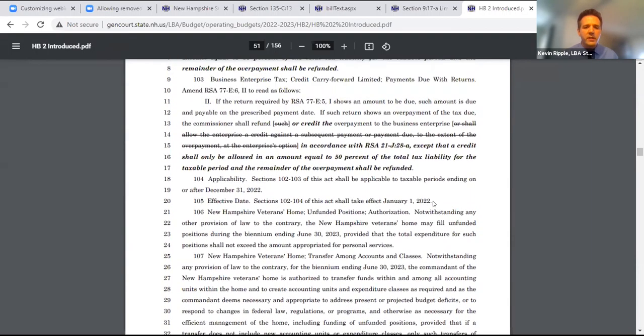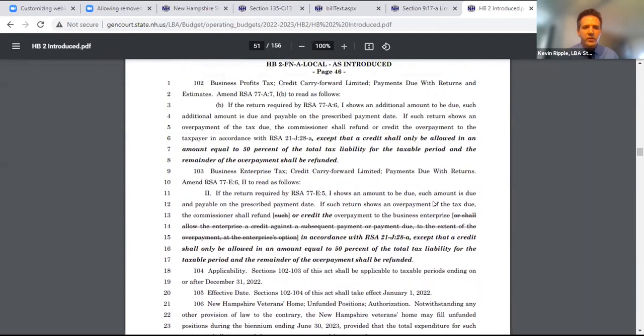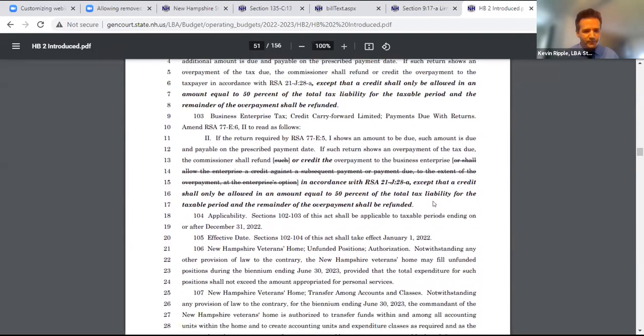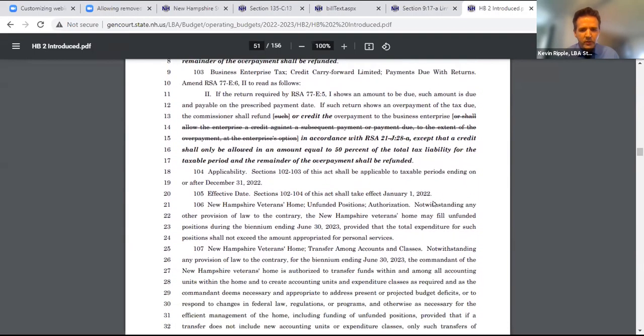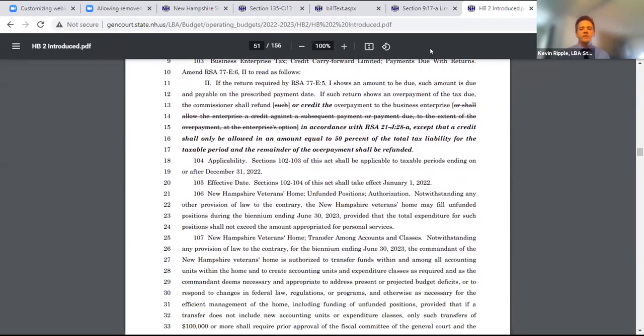Okay, Section 106 here on page 46 relates to the Veterans Home, and it basically gives the Veterans Home the same language that HHS has elsewhere in the bill, allowing them to fill their unfunded positions during the biennium, provided that their total expenditures for personnel services don't exceed the amount appropriated.